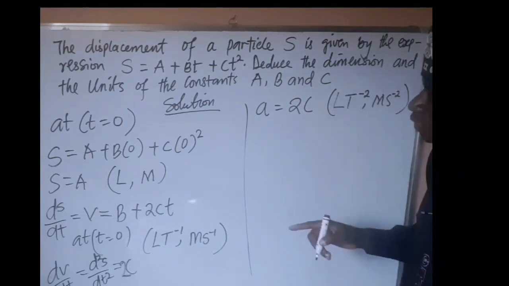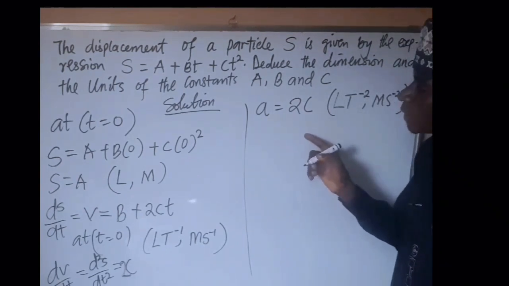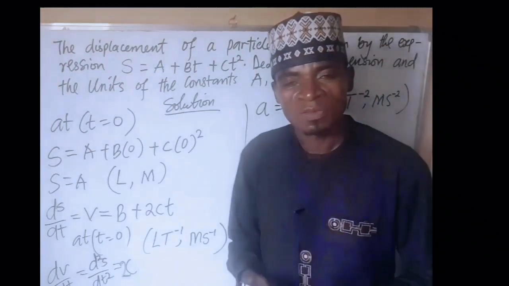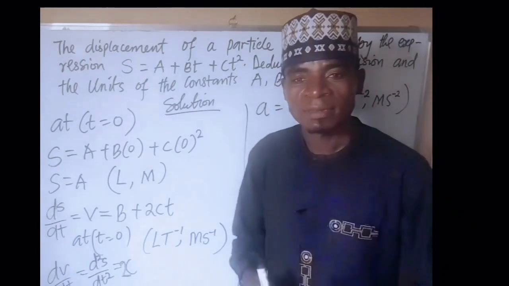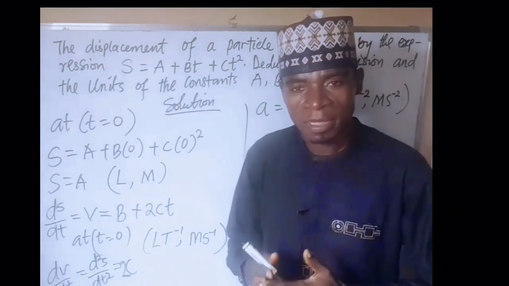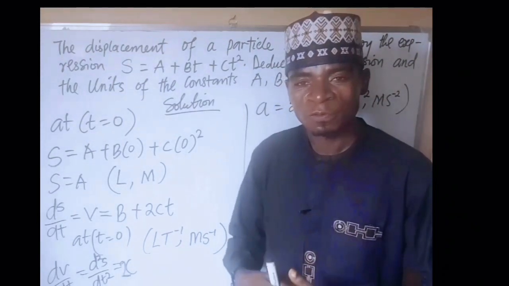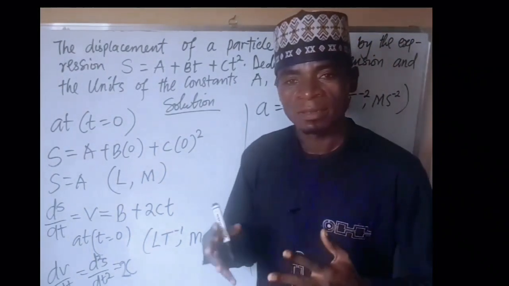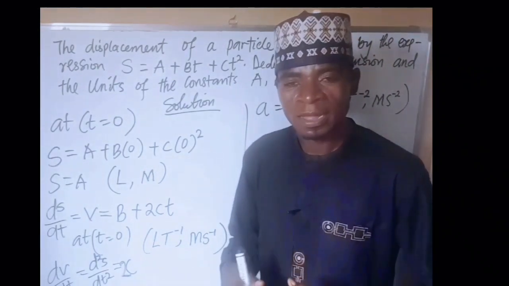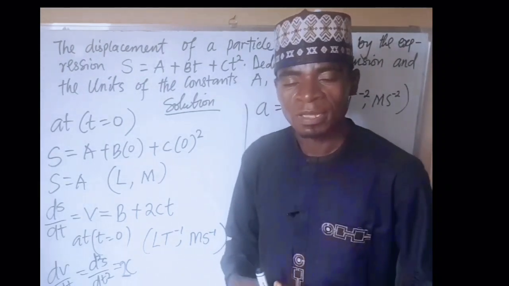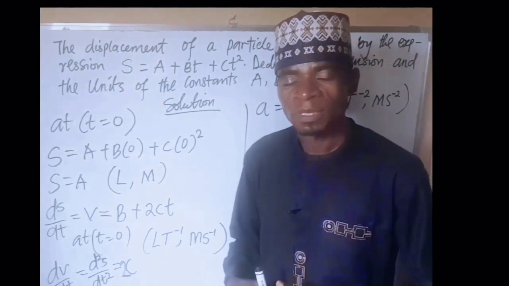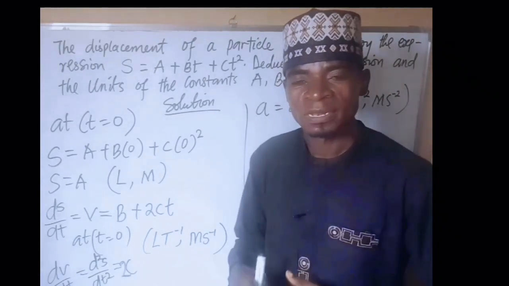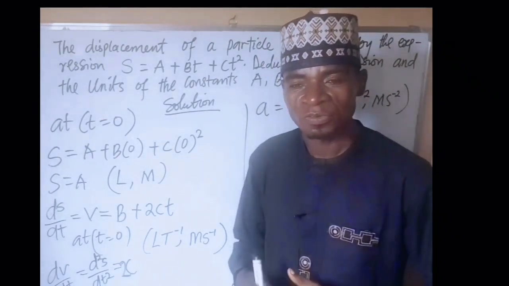And this is the solution of this problem: the dimension of A is L, and the unit of A is meter. The dimension of B is LT⁻¹, and the unit is meter per second. And the dimension of C is LT⁻², then the unit is meter per second squared.